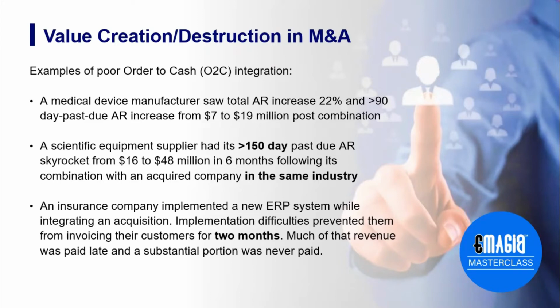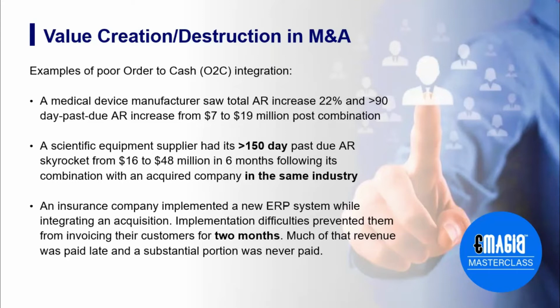And then the worst example, an insurance company we worked with, they implemented a new ERP system while integrating an acquired company. And you say, well, gee, that wasn't very smart. It was taking on too much at the same time. Well, that new ERP system was critical to the operation of the combined company. But implementation difficulties prevented them from invoicing for 2 months. It's a long time, 2 months.